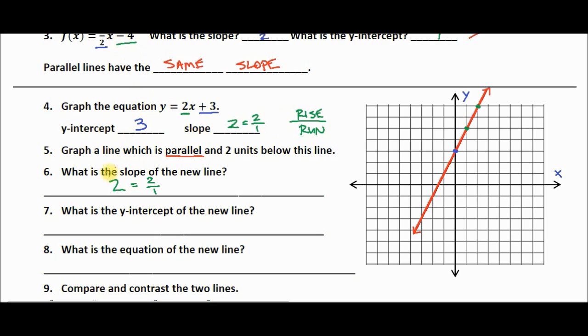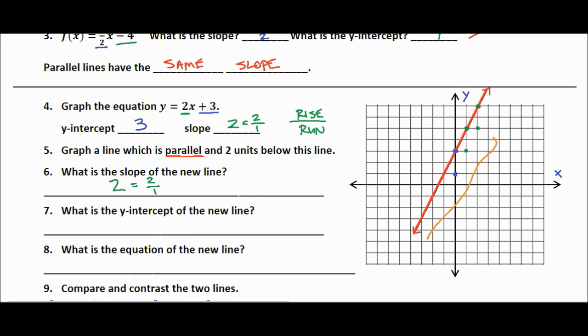Okay? And let's take a look at number 7. What is the y-intercept of the new line? Well, graph a line which is parallel and 2 units below this line. Let's go ahead and graph the line and we'll see this. 2 units below this line means take every point that was on this line and shift it down 2. So 1, 2, there's going to be our new point. I'll do that in blue. 1, 2, there's going to be our new point, and 1, 2, there's going to be our new point. Let's go ahead and draw that. I'm going to make that in orange.